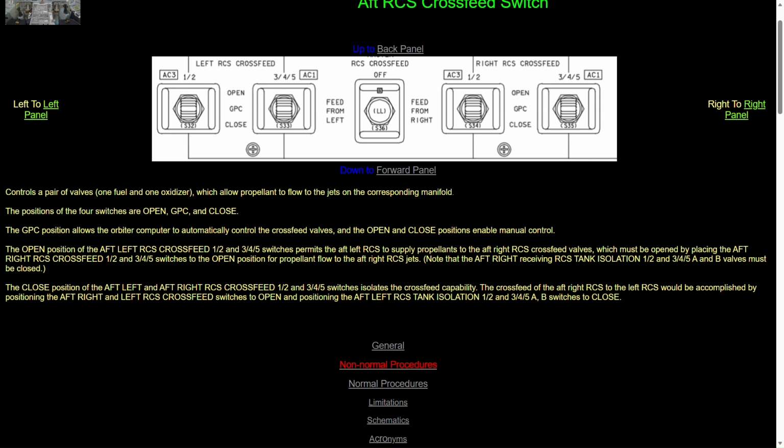So what you're doing is you're moving the propellant from the aft left RCS to supply the RCS crossfeeds, which must be in the open position, and the switches must be opened here. Note that the aft right receiving RCS isolation tank valves must be closed.